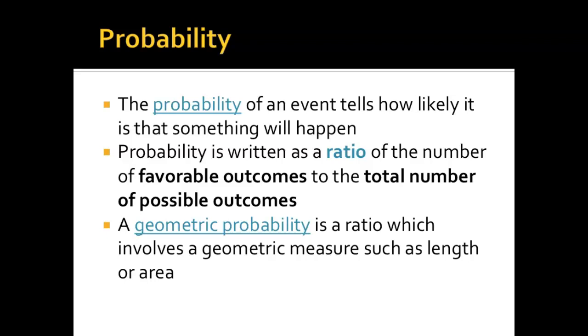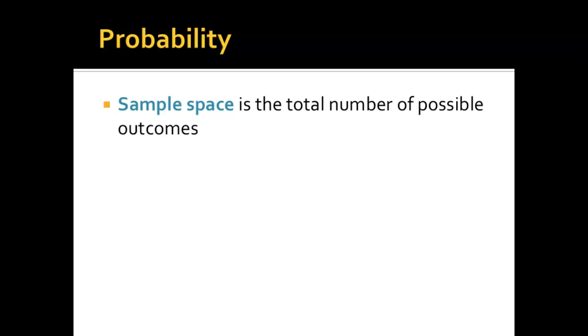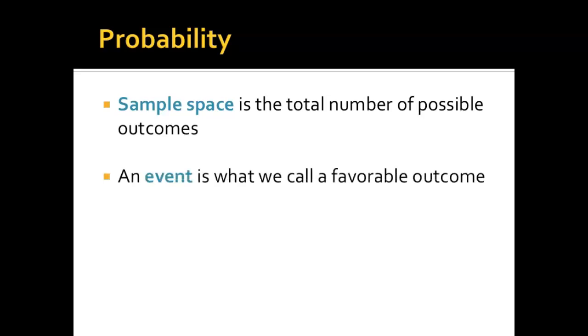Now, how do we know what the total number of possible outcomes is when we're trying to write this ratio? Well, we call that specific value, the total number of possible outcomes, the sample space. And then in terms of the outcome that you want, the favorable outcome, we call that an event. Now, depending on what exactly it is you're doing geometrically, your sample space and your event are going to look different. So we're going to look at a number of different examples.